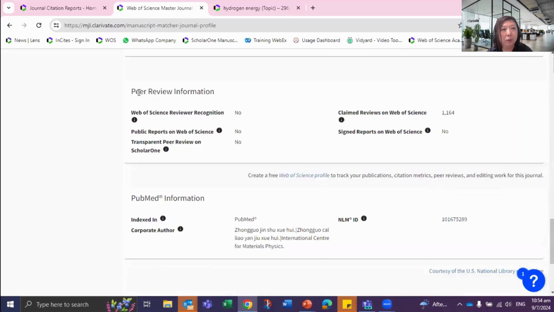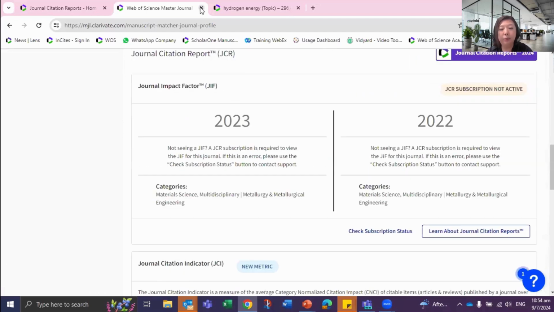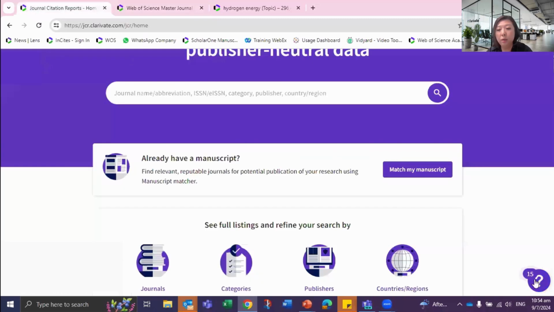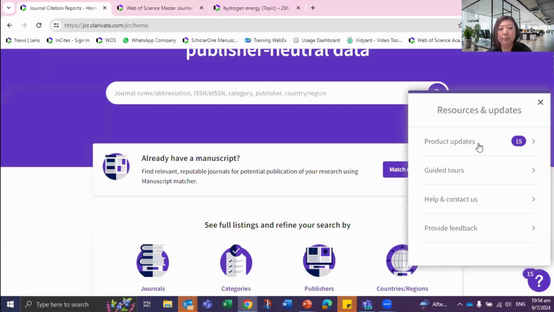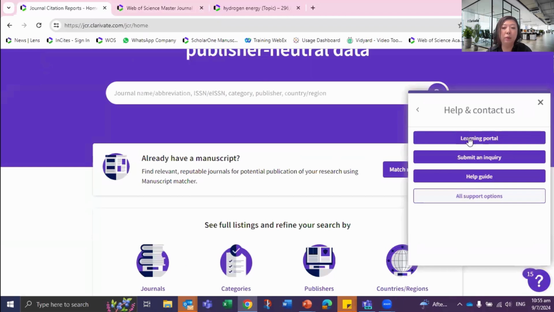But we also have peer review information about each journal on the master journal list. If the journal is an open access article, then the DOAJ information will also be included in the master journal list profile. All right, so I think that's all I have to share. We do have a couple more minutes to go through, but before I do that, if you need further support, there is a resource center here at the bottom right for product updates of JCR, and also a help section and a link to our learning portal for our comprehensive reference guides and so on.